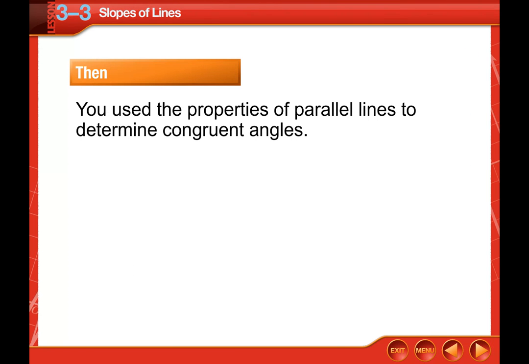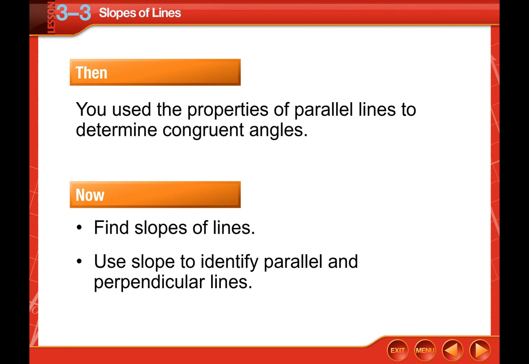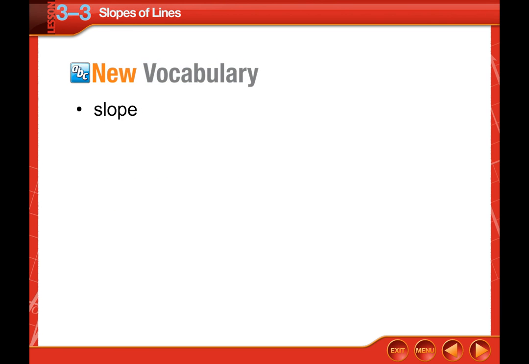Okay, so in our last lesson, we used the properties of parallel lines to determine a variety of congruent angles. What we're doing in this lesson is finding the slopes of lines and using the slope to identify whether lines are parallel or perpendicular. So we're looking once again at slope, that rise over run of a line. And that slope will also indicate a rate of change.